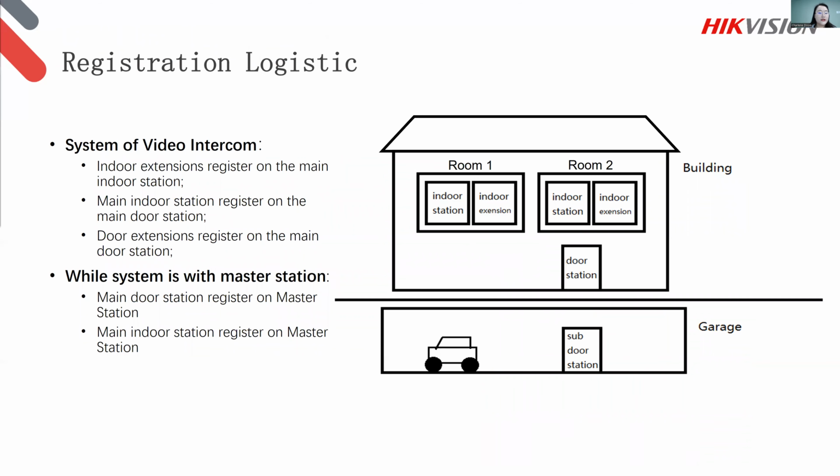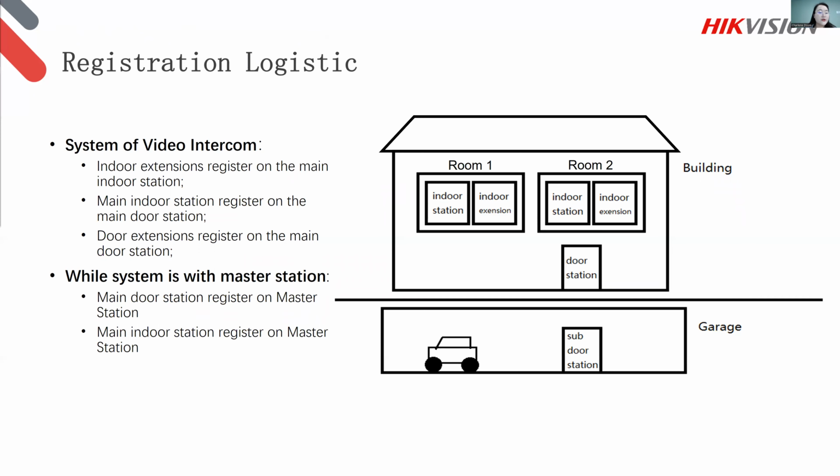So here, I would like to introduce the registration logic. Sometimes we have the main door station, main indoor station, and we want some extensions as well. For the indoor extensions, we must register to the main indoor station. The main indoor station, we need to register on the main door station. How about the door extensions? It's the same. We register on the main door station. So this is the logic that we cannot change.